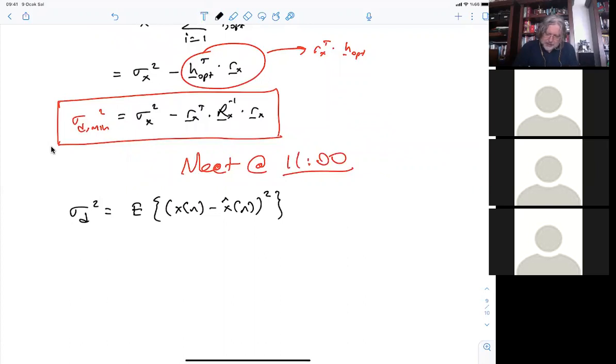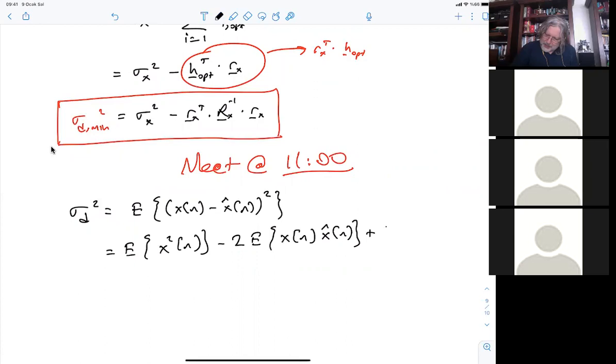And when I do that, let's now expand this square. That will give you the expected value of x square, minus 2 times the expected value of x of n and x hat of n, plus the expected value of x hat square of n. In general, this is the actual way of writing the same thing.